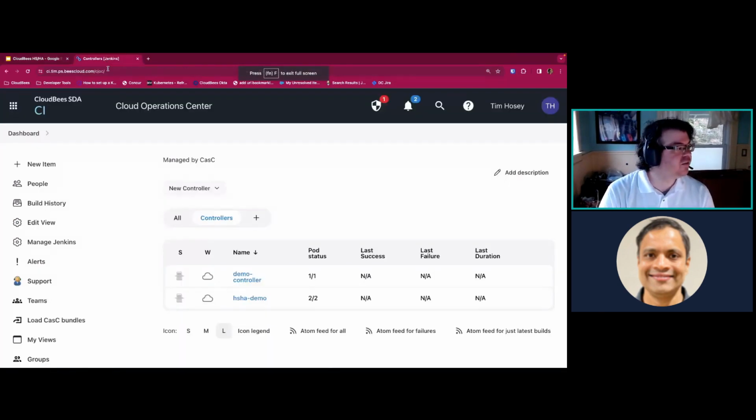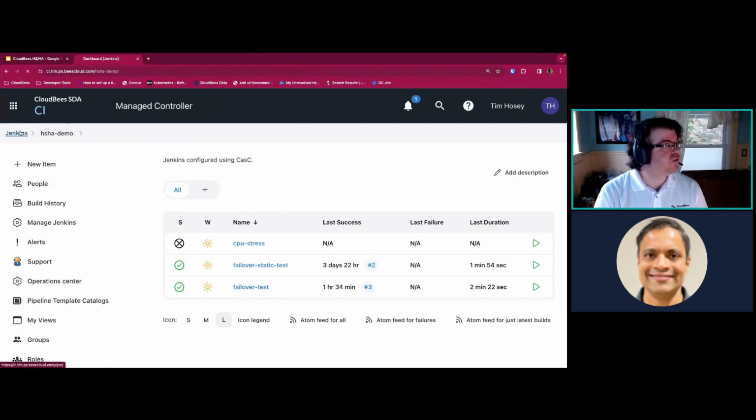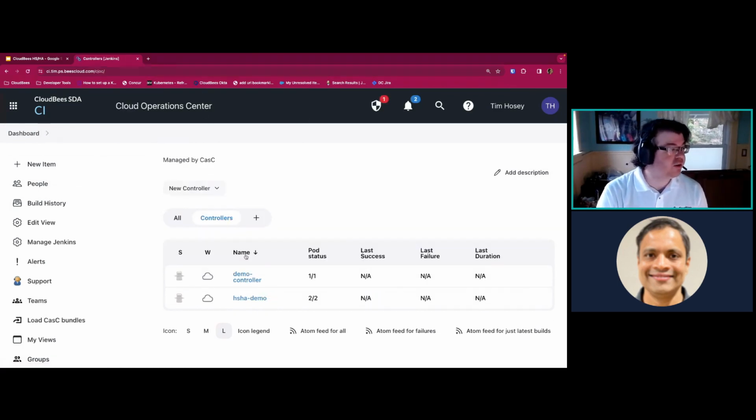So we're going to go ahead and start right here on my operations center. So you can take a look, we've got our cloud operations center, and we currently have 2 controllers set up. We have a demo controller, which has a single pod. It is a classic controller, defined with a stateful set with a single replica. It does not have shared storage, and it uses read-write once for its backend read-write capabilities to the storage.